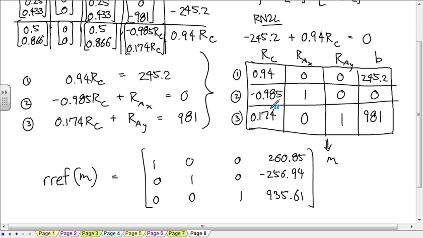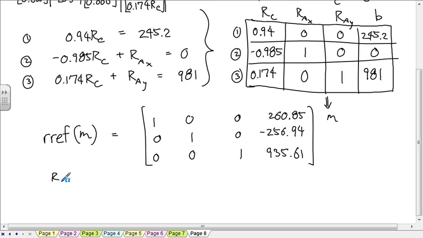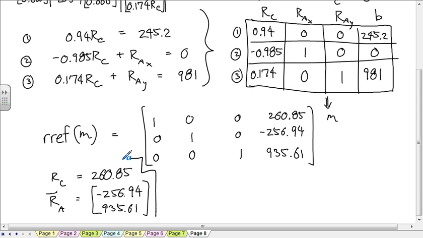So here's how you would solve it using the matrix approach. Okay, so these are the answers. RC is equal to 260.85, and RA is equal to negative 256.94, 935.61. And these are all in newtons. Any questions?